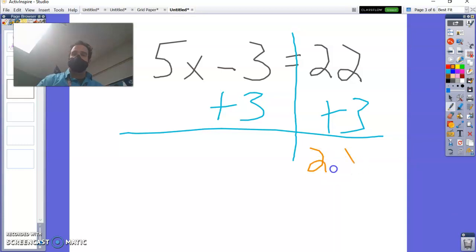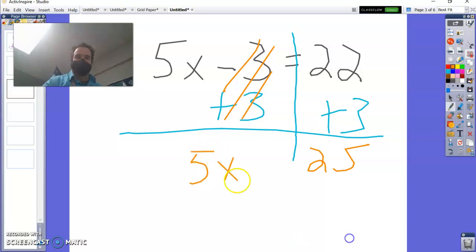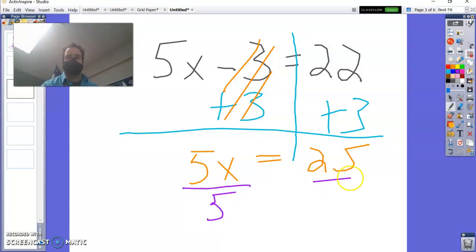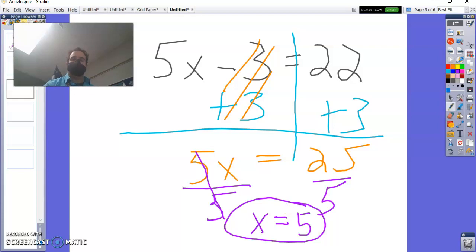So I got 25 over here now. That goes away. And I've got 5x, which equals 25. Same thing. How would I undo the 5 now? Division. Yeah, same deal. And they'll probably stay in this format for a while. Now you'll have x equals 25 divided by 5, which should be 5.